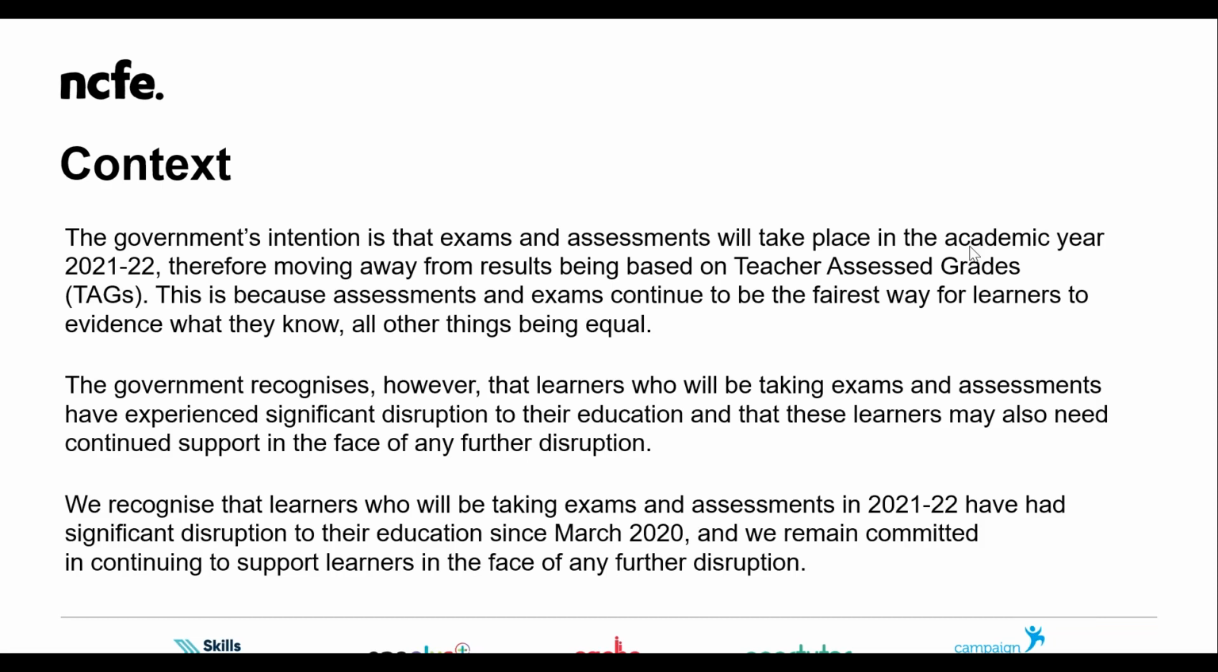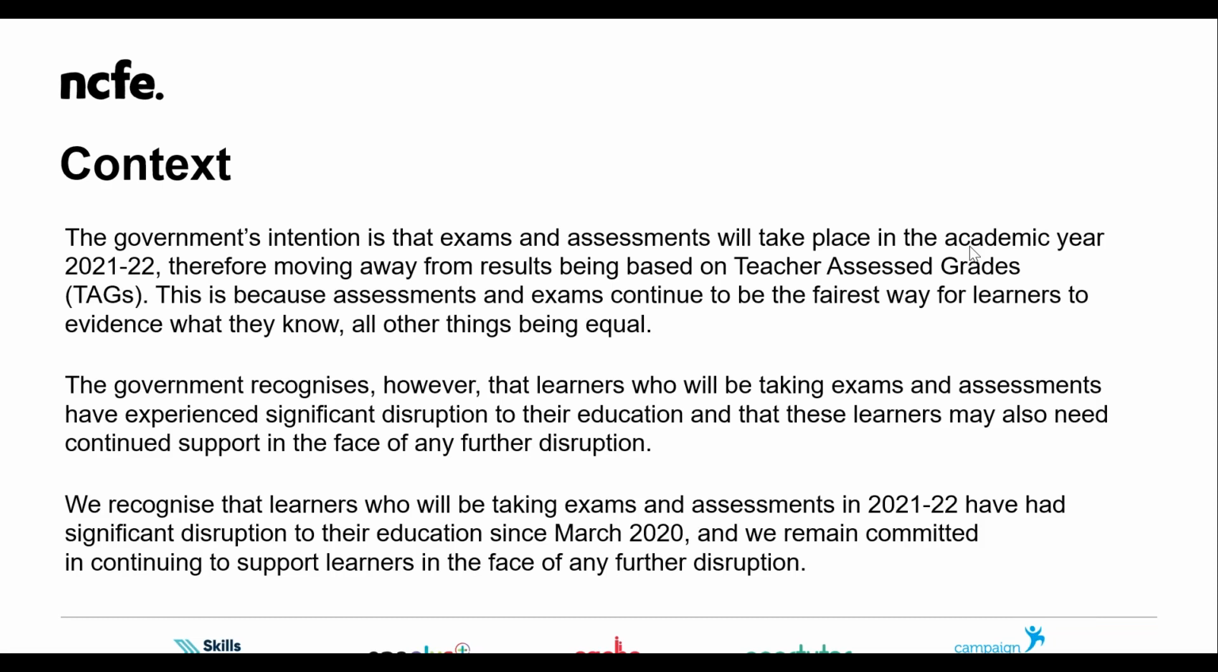The government recognises, however, that learners who will be taking exams and assessments have experienced significant disruption to their education, and that these learners may also need continued support in the face of any further disruption. So that's recognising mid-flight learners who may have been disrupted last year, who are moving from their first year to the second year of the study programme, but it also recognises that new learners will also face disruption this academic year in line with continued public health measures and restrictions.